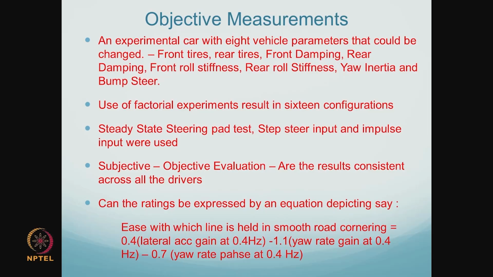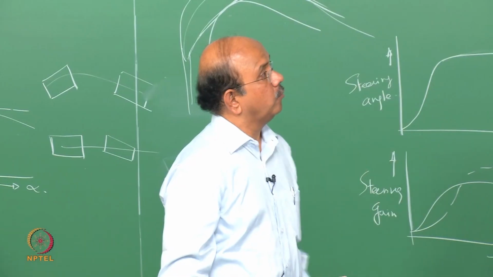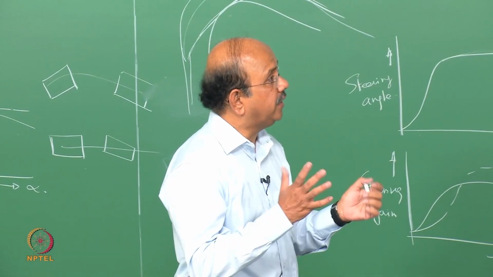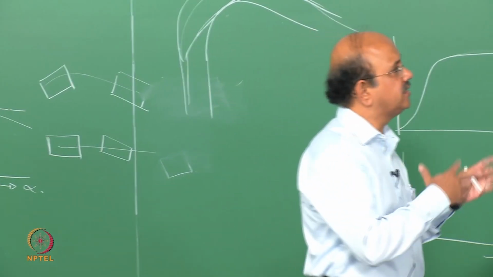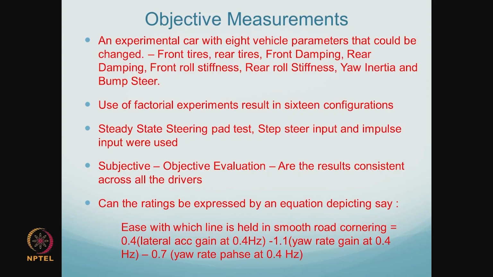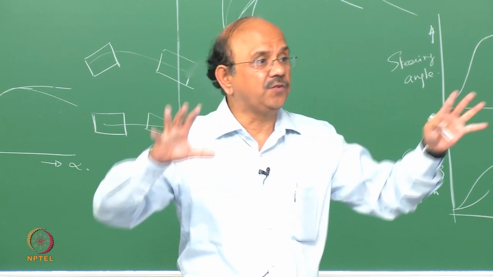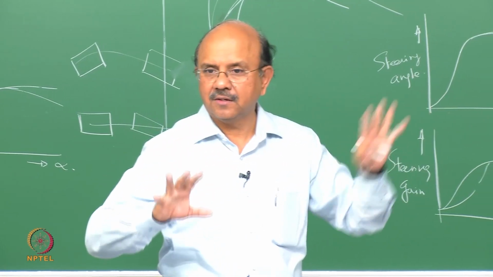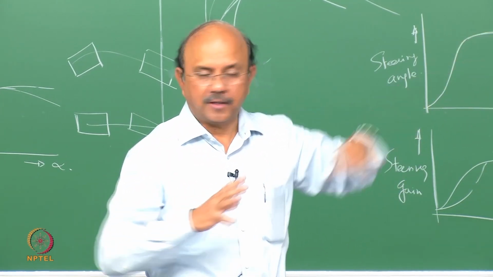In order to do that, they did a very interesting, very elaborate study with the help of MIRA. They changed 8 vehicle parameters: front tires, rear tires, front damping, rear damping, front roll stiffness, rear roll stiffness, yaw inertia and bump steer. All these things they changed in the vehicle, and they got 16 configurations. In other words, they had 16 vehicles with various parameters.